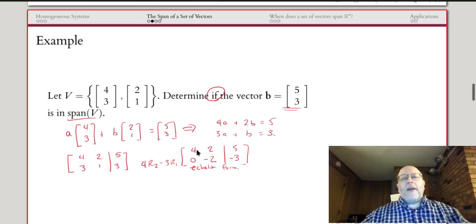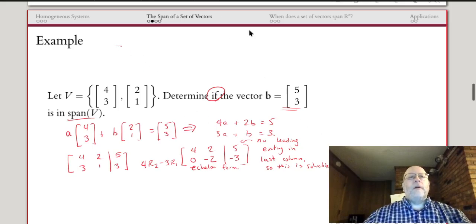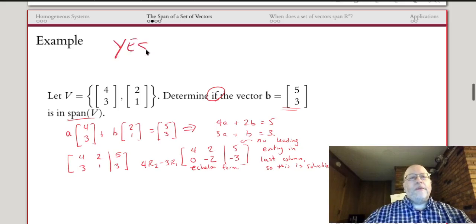This vector is in the span because for this not to be solvable, I would have to have a leading entry in the last column. There is no leading entry in the last column. So this is solvable. And so the answer to this question is yes.